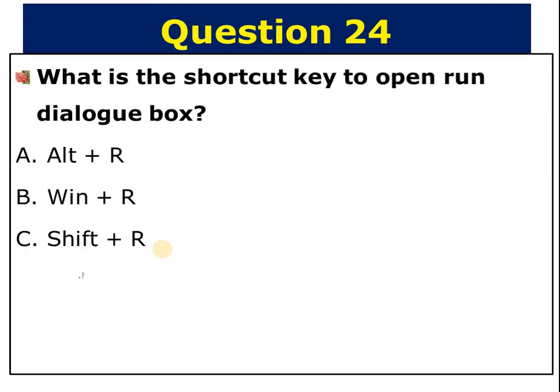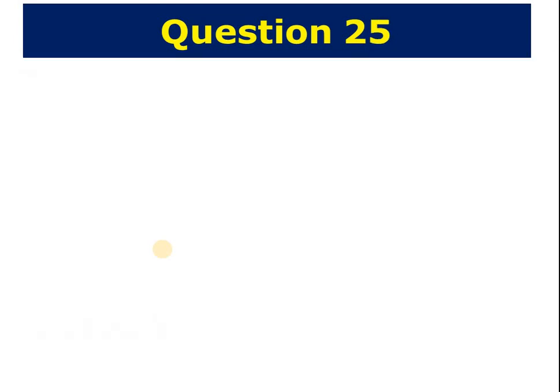Question number 24. What is the shortcut key to open run dialog box? A. Alt plus R, B. Win plus R, C. Shift plus R, D. Control plus R. The answer is choice B. Win plus R is used to open run dialog box.